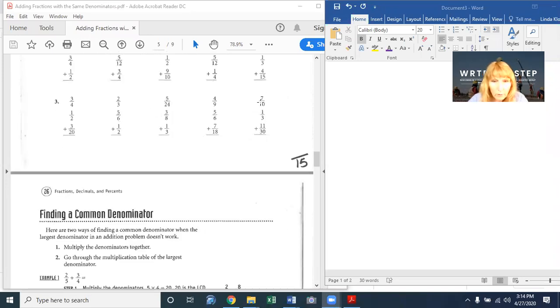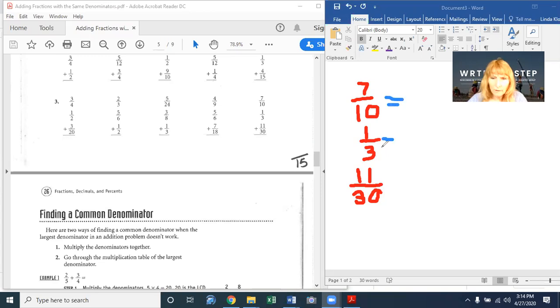Let's try this one over here, right here. So 7/10 plus 1/3. Now we've got 3 numbers here. How are we going to find a bottom number, right? And then 11/30. We have to find a bottom number that's going to work for a 10, a 3, and a 30. Well, what could we use?